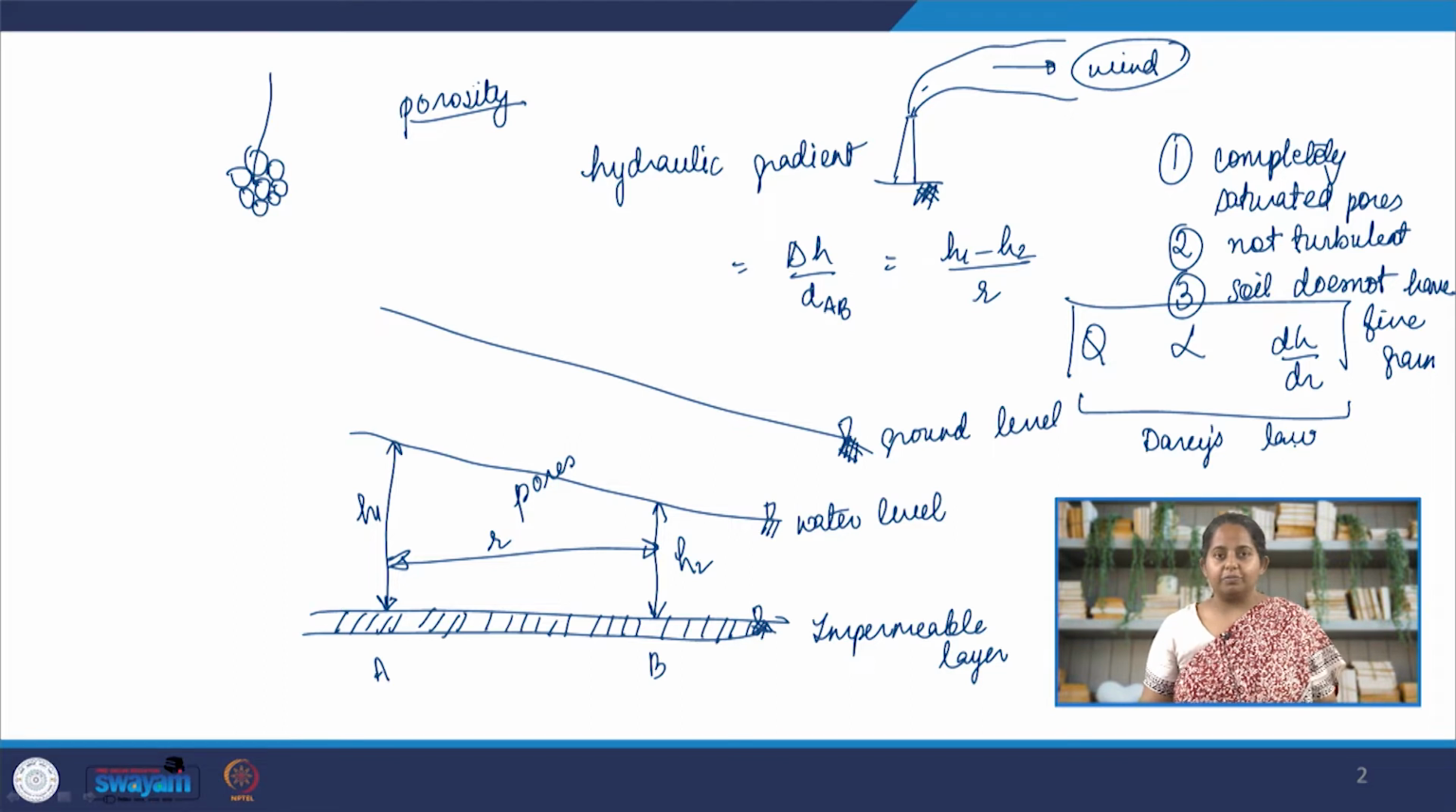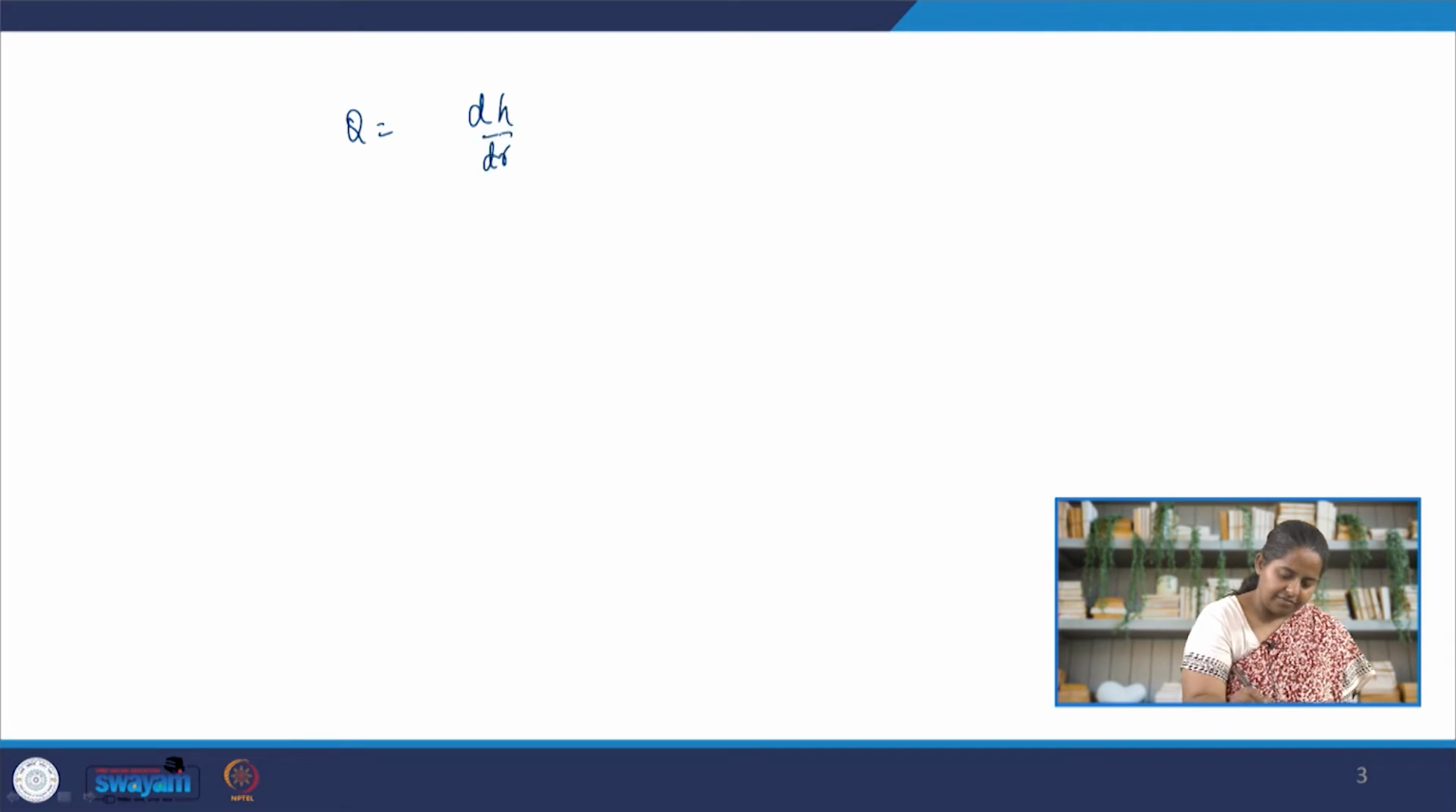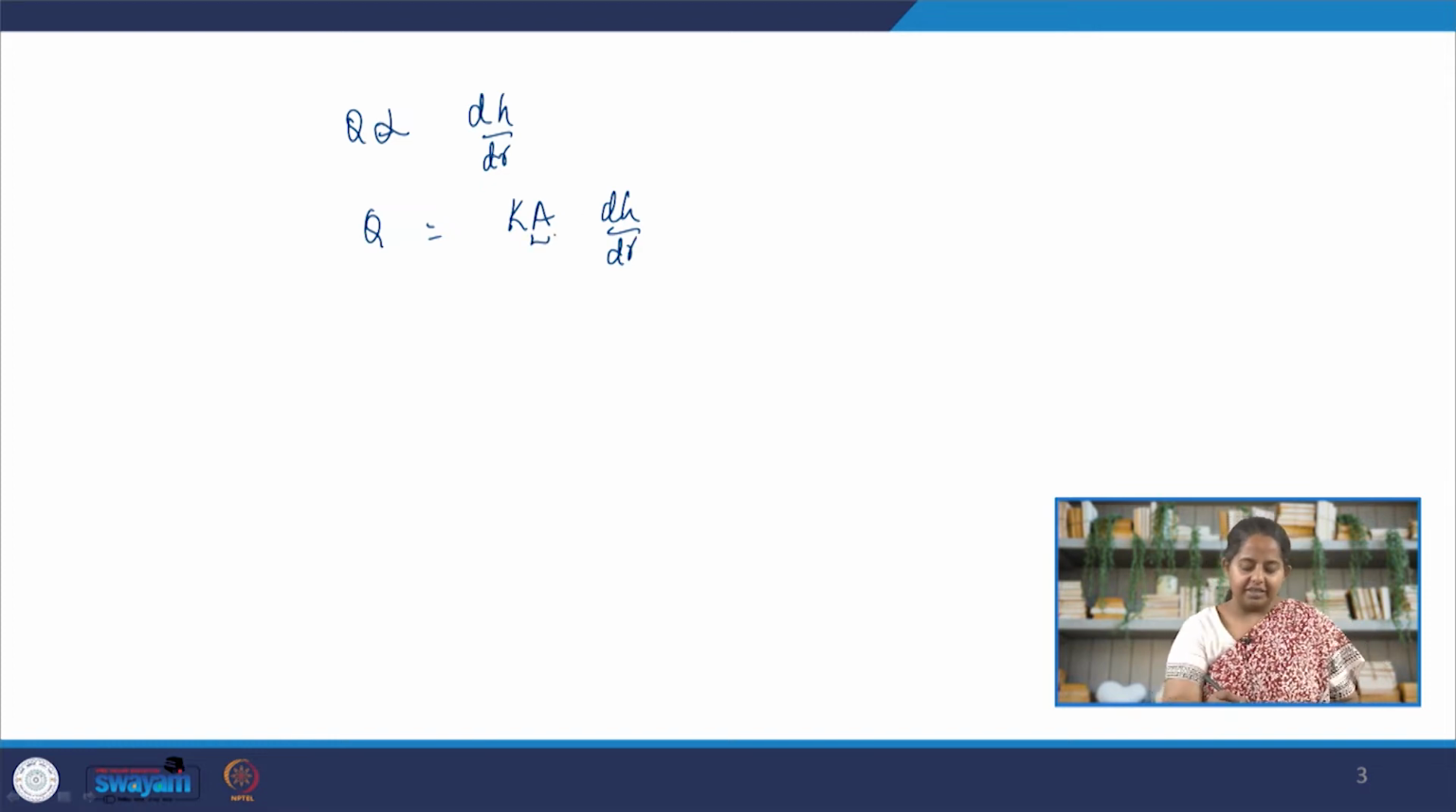So now let's put in the proportionality constants. So here, this is what we have. Flow is proportional to dH by dr, and we add a proportionality constant K and area: Q = K A dH/dr. We need to add A, area. If you look at the units, you will see that dH by dr is distance by distance, so it's unitless effectively. Here we have K, which is hydraulic conductivity.